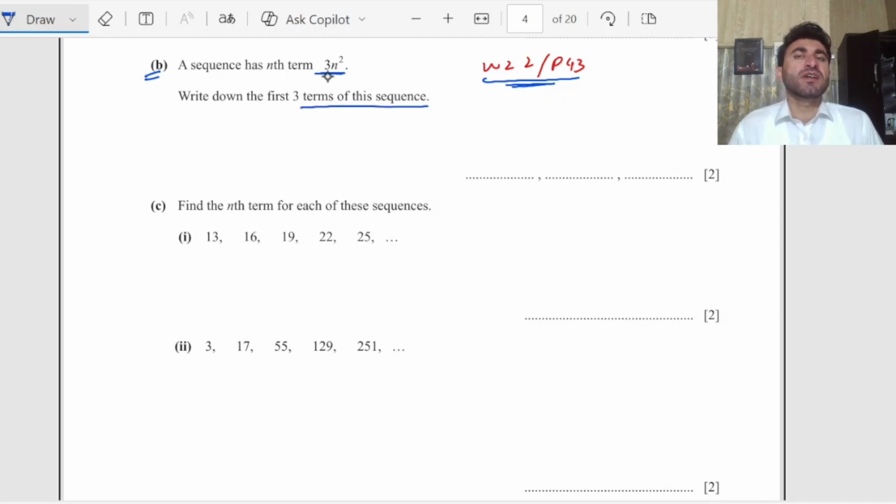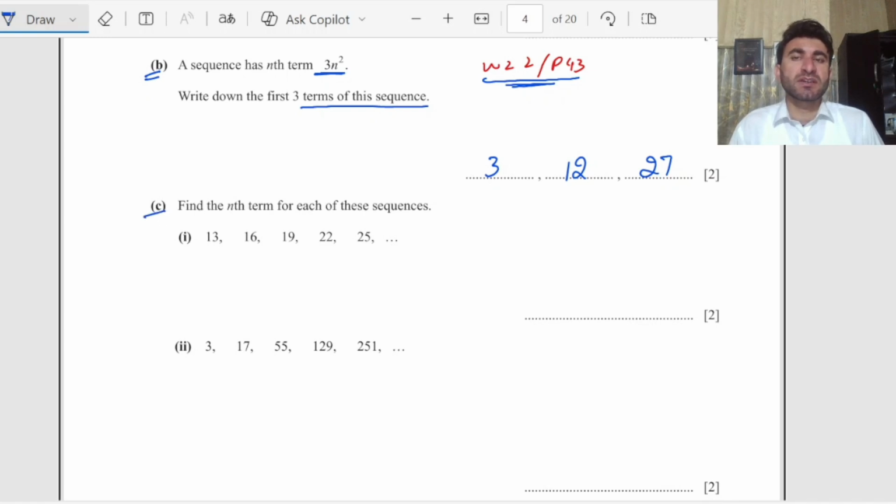So in order to find the first three terms of this sequence, we will replace n with 1, 2 and 3 respectively. So when we replace n with 1, it becomes 3. When we replace n with 2, 2 square is 4, and times 3 becomes 12. And then we replace n with 3, so 3 square is 9, 9 times 3 is 27. So those are the first three terms of the sequence with 3n square as the nth term.